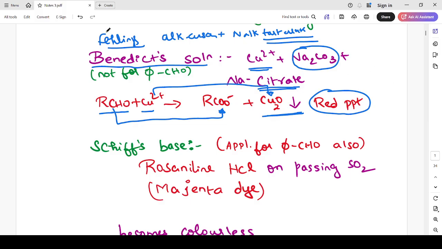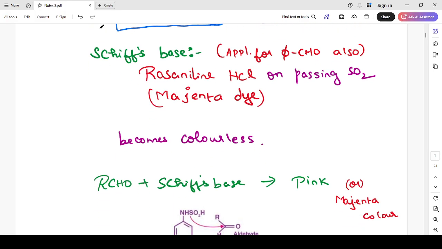As we mentioned, Fehling's is not applicable for aromatic aldehyde. Similarly, Benedict's is also not applicable for aromatic aldehyde. That was the reaction with Benedict's solution, and you can understand that definitely it is not a qualitative test for ketones.